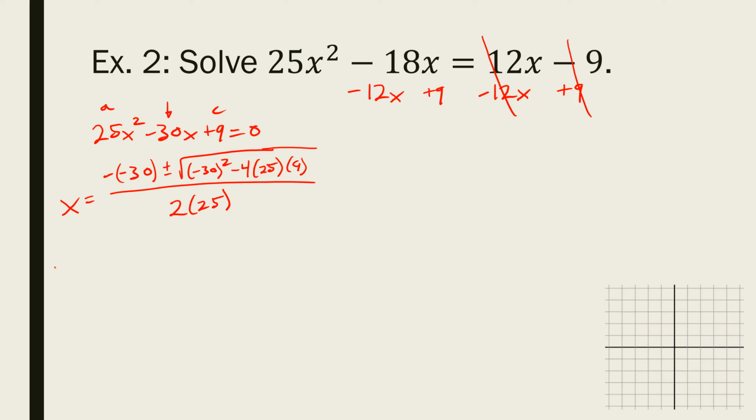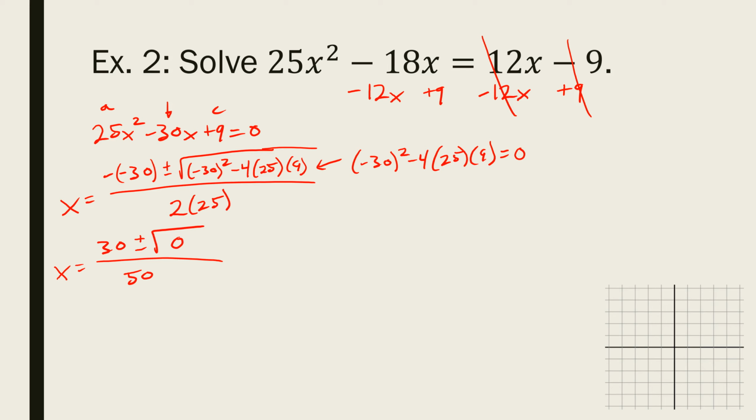Okay, lots of things to simplify here. First of all, this negative 30, obviously the negatives will cancel to just 30. Also on the bottom, I have 2 times 25, that's 50. And remember, I recommend you simplify the square root. If you plug negative 30 squared minus 4 times 25 times 9 into your calculator, it will know what to do. That should be 0.